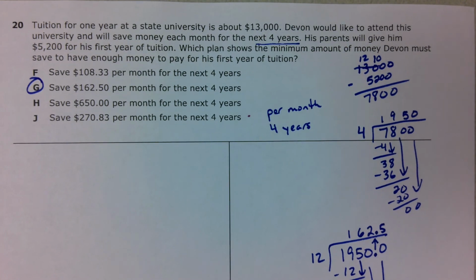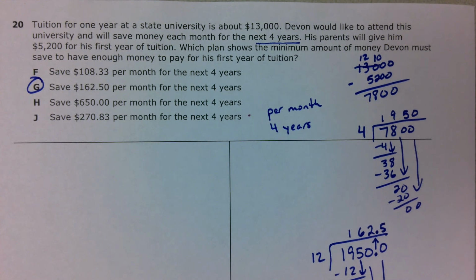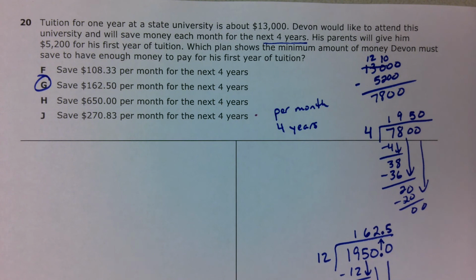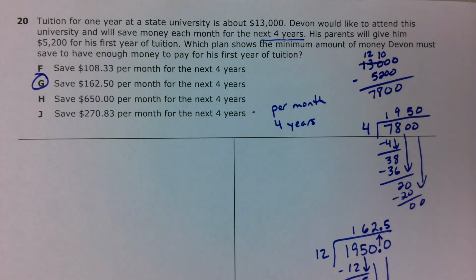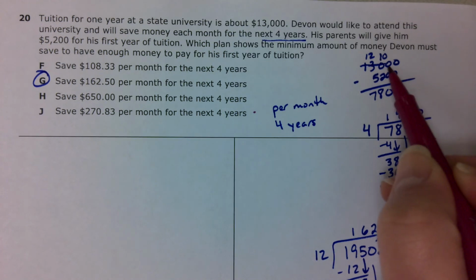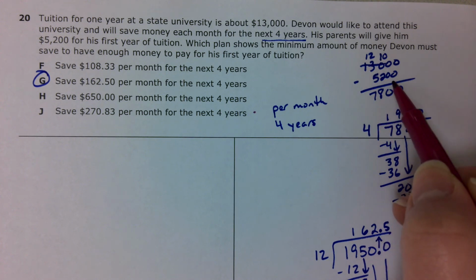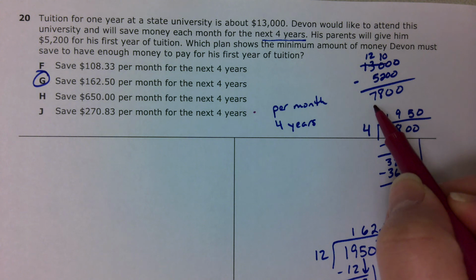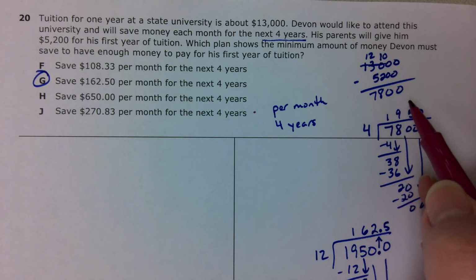Last one. Tuition for 1 year at a state university is about $13,000. Devin would like to attend this university and will save money each month for the next 4 years. His parents will give him $5,200 for his first year of tuition. Which plan shows the minimum amount of money Devin must save to have enough money to pay for his first year of tuition? So I have the first year is $13,000, and I subtracted the amount his parents are going to give him, and he needs to come up with $7,800.